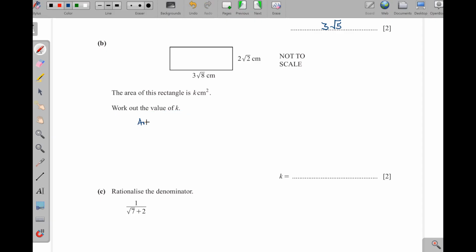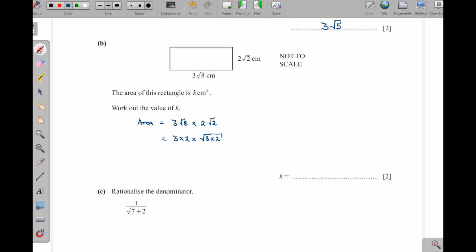So area of a rectangle, it is equal to length times width. So it will be 3 root of 8, then times 2 root of 2. Okay. Now we are going to have 3 here times 2. That one will be a 6. In fact, let me do it like this. That is 3, then times the 2, then times root of 8 here, times root of 2. I'll just put these ones inside here because we have a rule in indices.